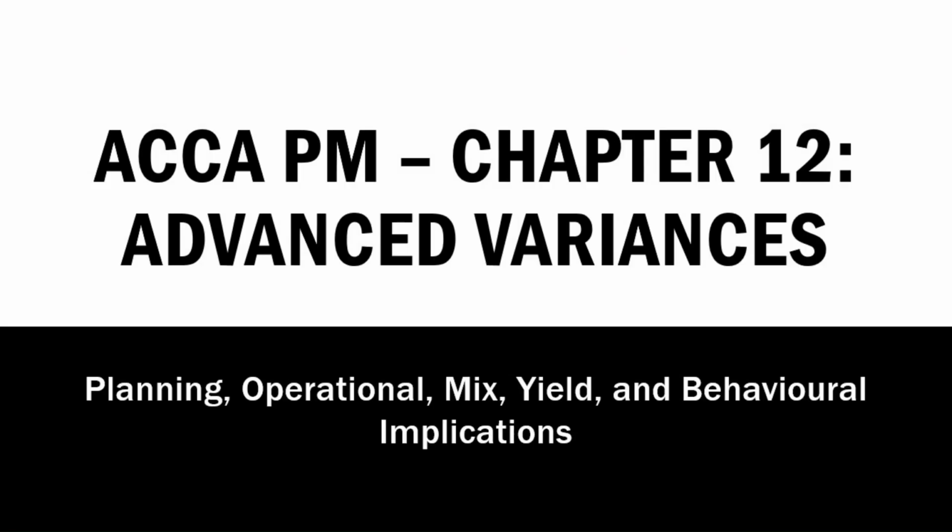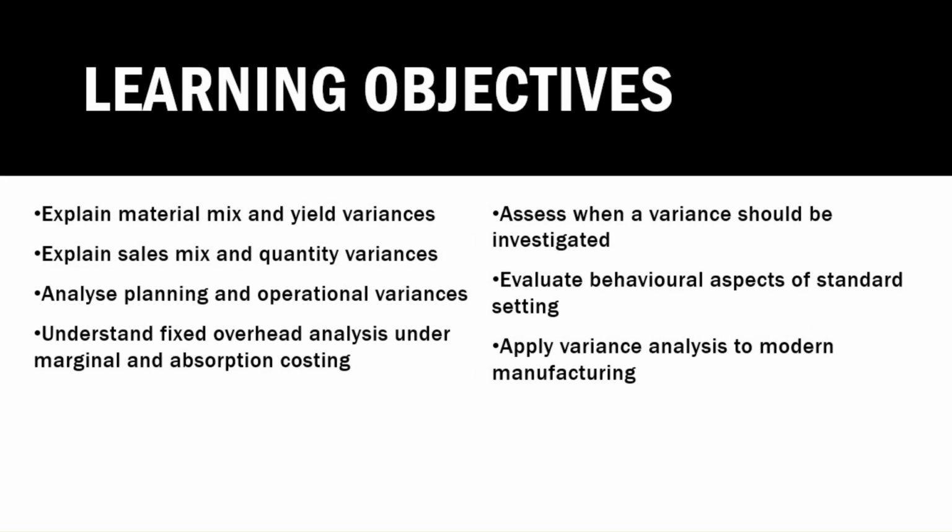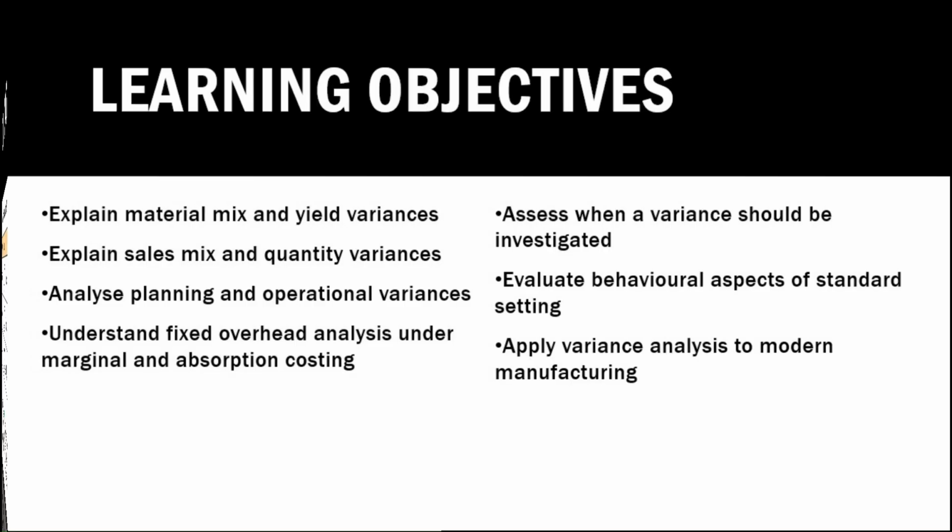Welcome to ACCA Performance Management Chapter 12, Advanced Variances. In this session, we will explore how to understand, calculate, and interpret advanced variances including planning and operational, mix and yield, sales mix and quantity, and fixed overheads. By the end of this lesson, you will be able to explain every major variance type, apply the formulas correctly, and understand how they affect business performance and exam success.